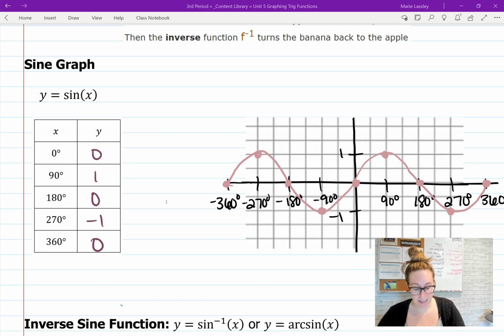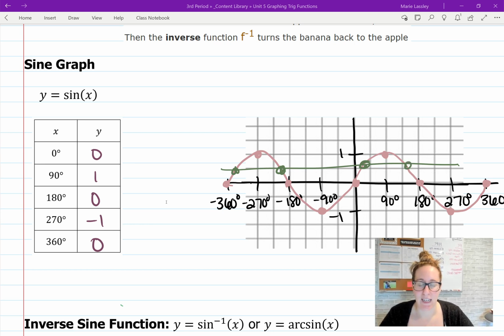Well, looking at this, clearly it does not pass a horizontal line test because it crosses my horizontal line in multiple places, right? Forever and always, it's going to keep crossing that horizontal line. So sine is not a one-to-one function, all right? Meaning its inverse is not going to be a function. But that's bad for us because we're going to be doing a lot of work with inverse sine as a function. We're going to be solving equations once we get into our next chapter.